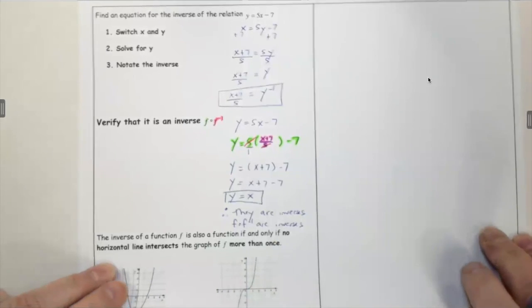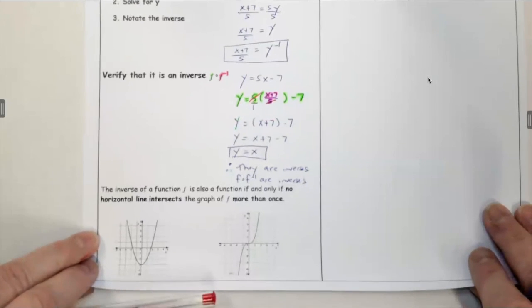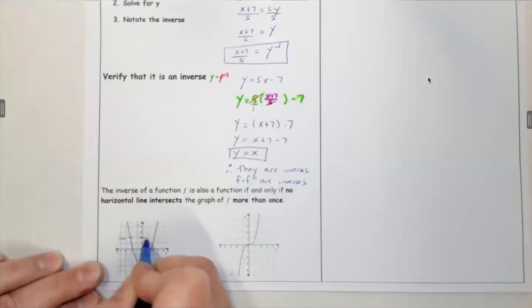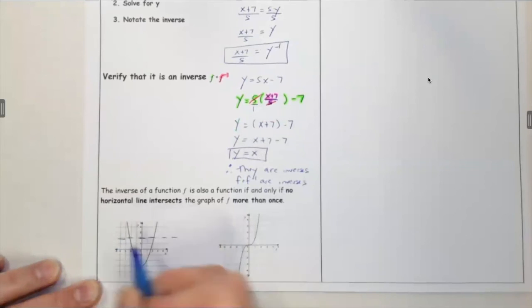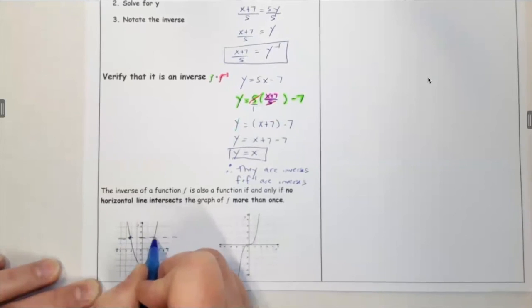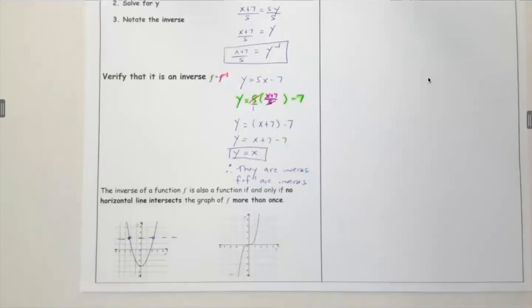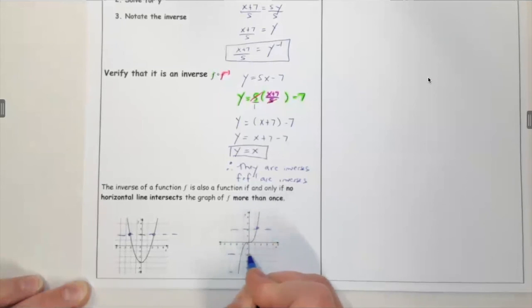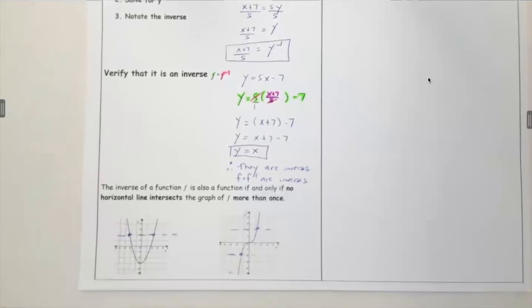Again, it has to be 1-to-1 in order to be able to have an inverse. If it is not 1-to-1, then we have to do something to it so that we can find the inverse. Here is a parabola. Here is a quadratic. If I do the horizontal line test, I can see that I can't take the inverse of this entire function. Here, if I do the horizontal line test, no matter where I do it, it is 1-to-1.